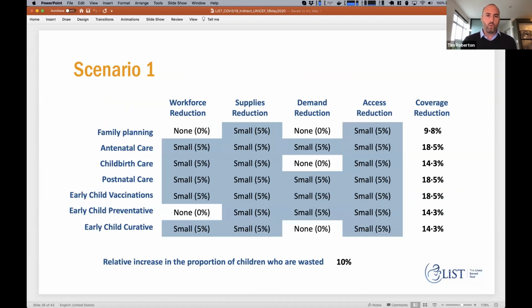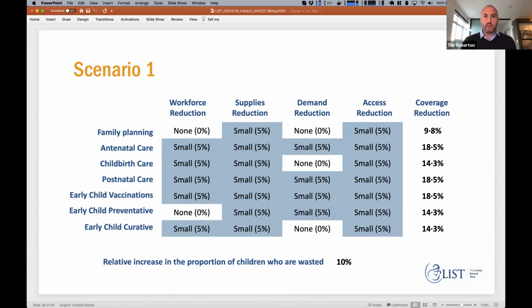Okay, when we then came to think about what numbers we were putting in, we set up 3 scenarios of varying severity. Scenario 1 was our least severe and scenario 3 our most severe. For all of these scenarios, we put in a reduction at the component level: a reduction to workforce availability, supplies, demand, and access. And we did it by intervention category. Each of these categories represents a number of individual interventions that we put into LiST, but we put our assumptions at the category level to make things simpler and easier.